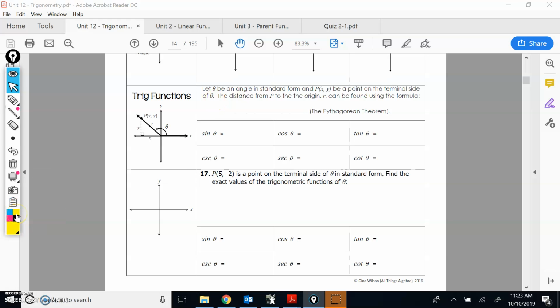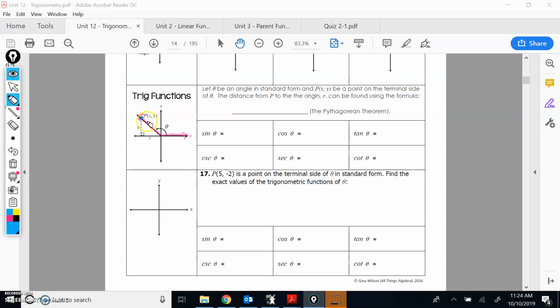That means if we have an angle, it starts right here and it finishes over there. This point that's on the end, right here, this point is what we're looking at. You go over on the x-axis, x amount, and then you go up y amount to reach that point.